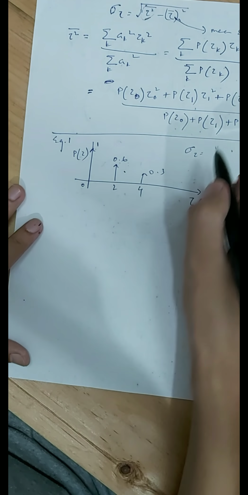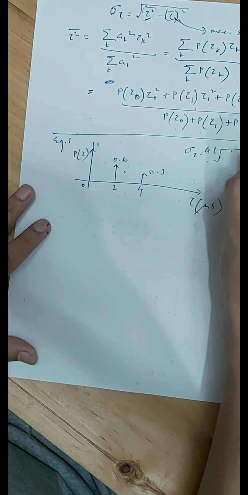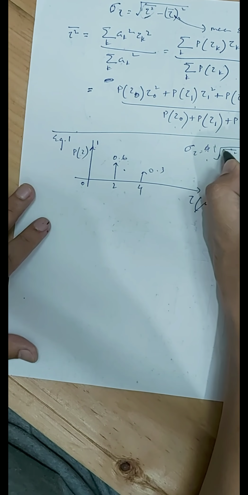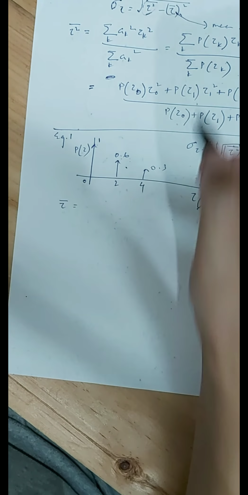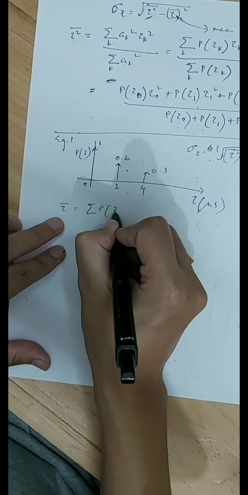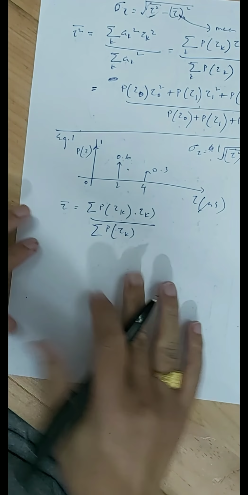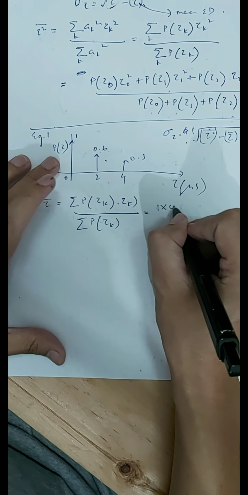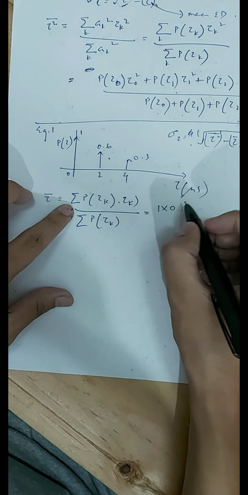To find this sigma tau, we have a formula, that is root of tau square bar minus tau bar whole square. So how to find tau bar, which is your mean axis delay: summation p tau k into tau k divided by summation p tau k. This will be equal to 1 into 0, this is p tau k into tau k, and now since this is summation, I'll go plus, right?